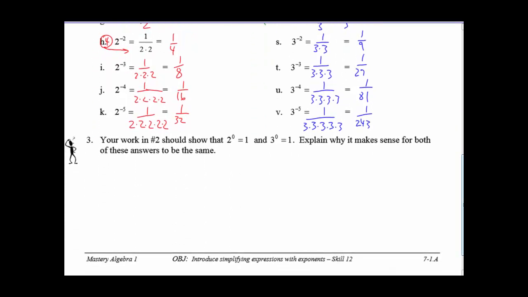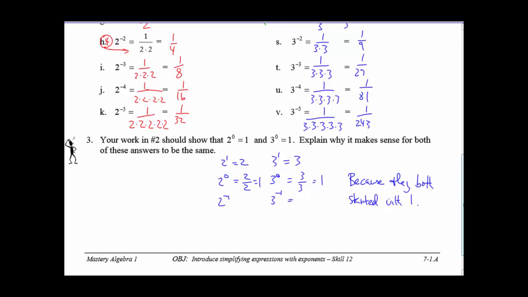Okay. So 3. Your work in number 2 should show that 2 to the 0 is 1 and 3 to the 0 is 1. Explain why it makes sense for both of these answers to be the same. Well, if you remember, what were we doing as we were going down? Well, we had 2 to the first, which was 2, and we had 3 to the first, which is 3. And then as we went down to 2 to the 0 and 3 to the 0, we're dividing each time. So this is really 2 divided by 2, which is 1. This is 3 divided by 3, which is 1. Okay. So they are the same because they both started with 1.